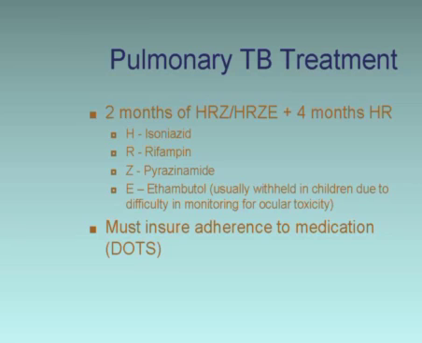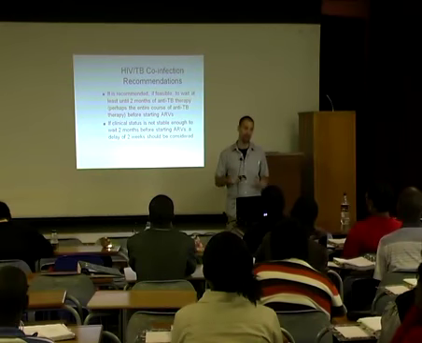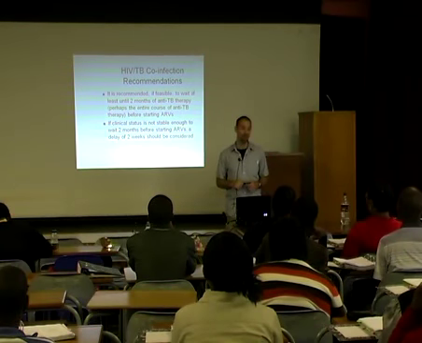Okay. So HIV-TB co-infection. It is recommended, well, this is the old guidelines. This is not true anymore. With the new guidelines, most patients who are HIV-TB co-infected should start ARVs within 2 months. We no longer wait to complete the course of TB treatment before starting ARVs in anybody. The reason we don't do that is because they die.